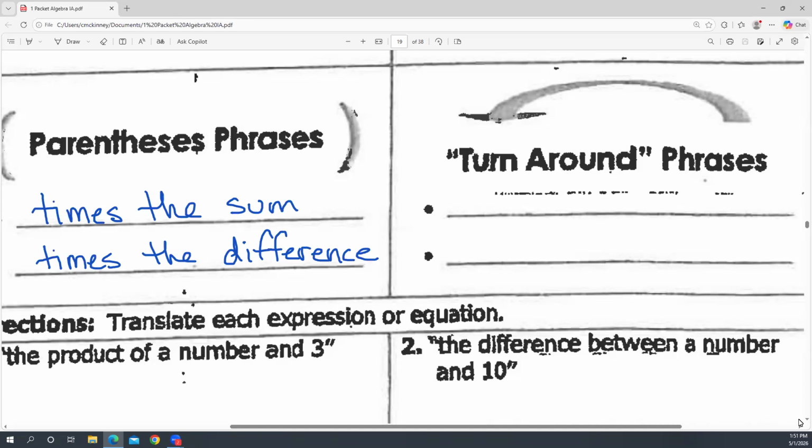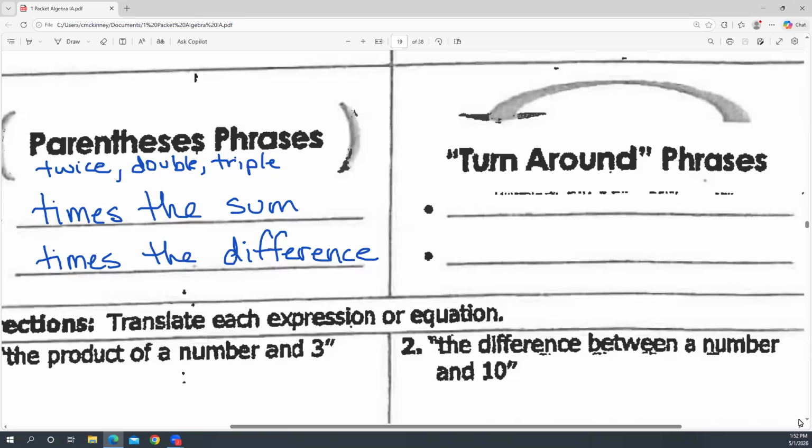And keep in mind that times could also be expressed with the words twice, double, or triple, because those mean times 2 or times 3. So if those words were followed by the sum or the difference, they would still be a time we want parentheses. Like the other things, we'll see an example here in a few.